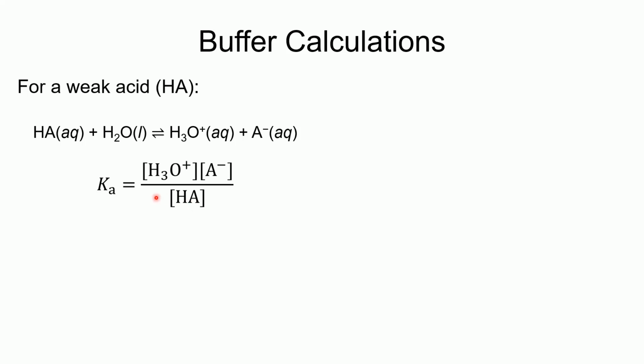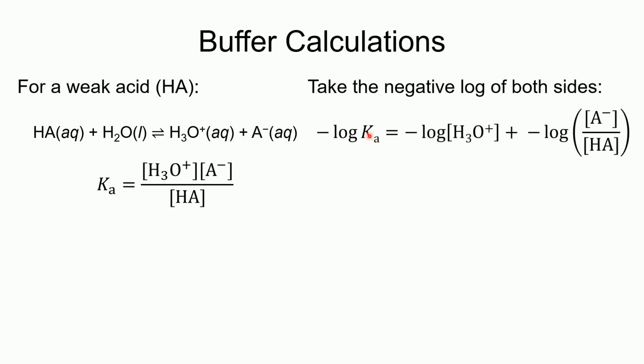Well, with that equation, we can do a little bit of math. We can take the negative log of both sides of the equation. When we take the negative log of Ka, we'll get this. And if we take the negative log of this product, hydronium times A minus over HA, we can split that out as the negative log of the hydronium ion concentration plus the negative log of this ratio, concentration of the conjugate base over the concentration of the acid. Well, this is the pKa, and this is the pH, and we're going to rearrange this so that we solve it for pH.